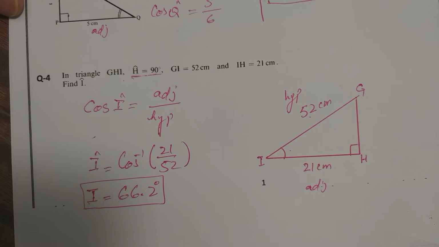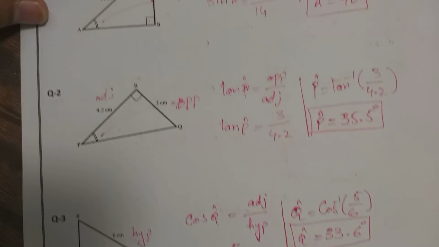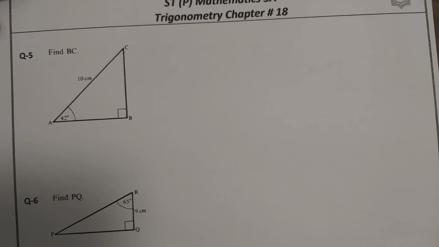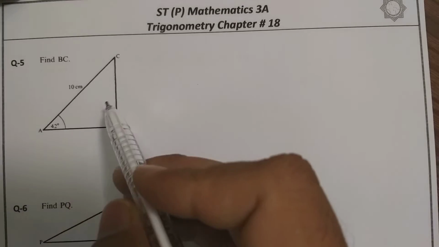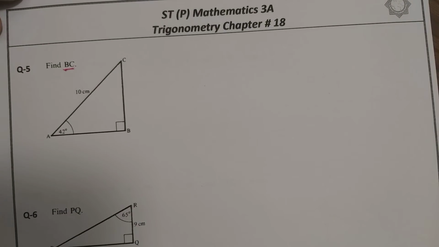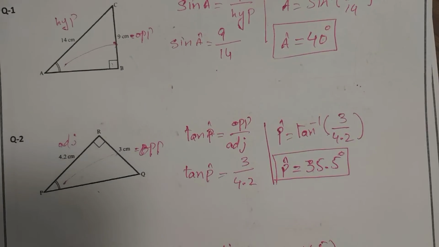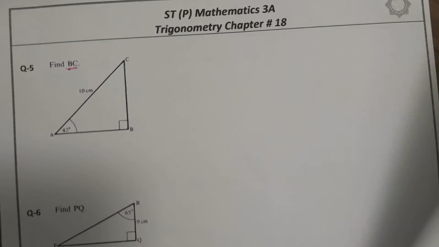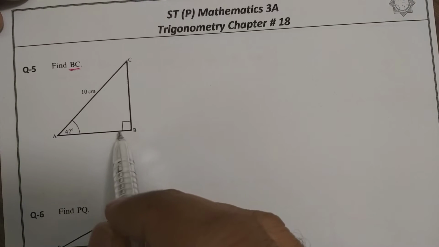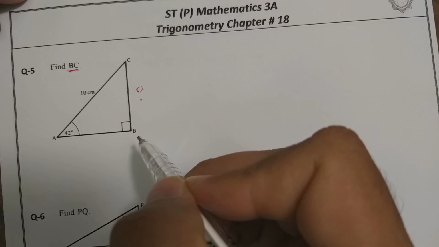Okay, so this is the first page of the worksheet. Let's see what the second page of the worksheet is. In the second page, we are given question number 5. According to this, we need to find the side length. In the previous page, page 1, it is all about the angles. We need to find the missing angles, but now we are going to find the missing side. We are given the angle and one of the sides, and we need to find the missing side. Just mark what the missing side is. So this is BC. Okay, we need to find this one.